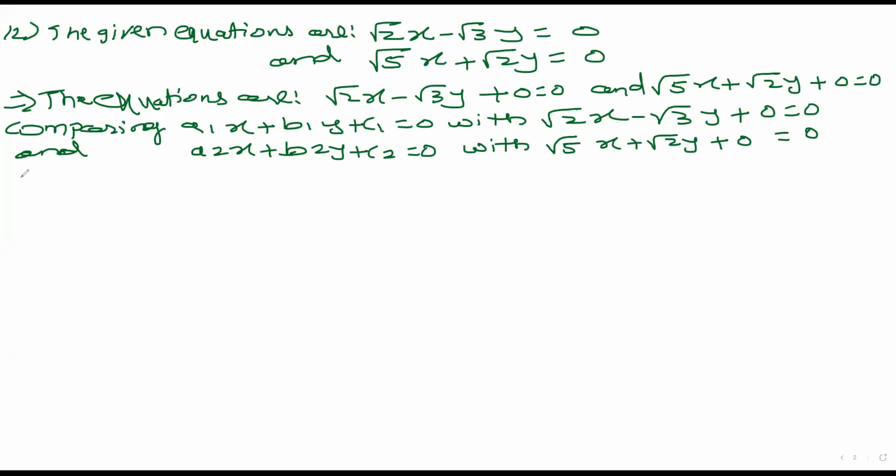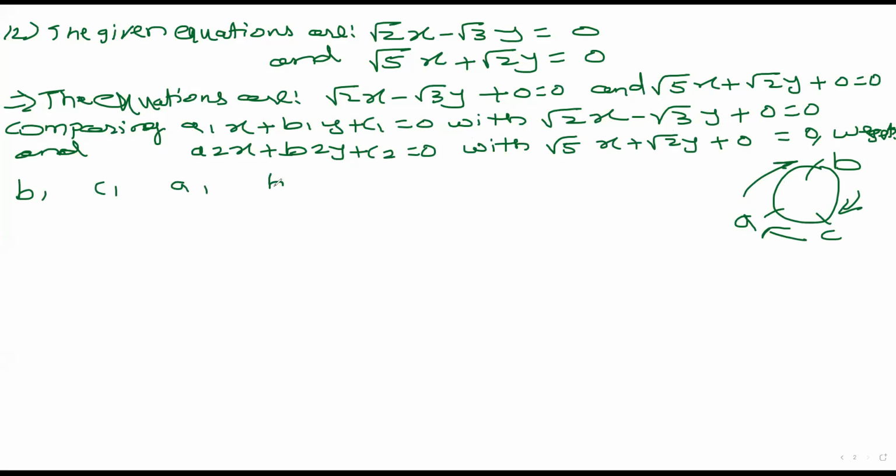Now what do we get here? Again I'm writing it here. We start with B, we come to C, then we again come to A, and again we go back to B. So B, C, A, B, that is the sequence. So we'll write B1, C1, A1, B1 equal to, exactly below that, B2, C2, A2, B2.